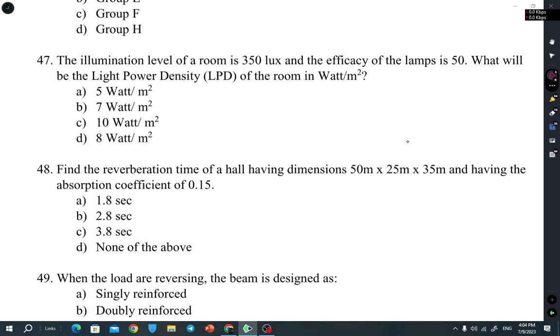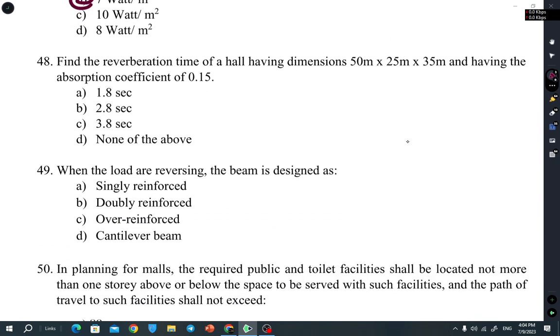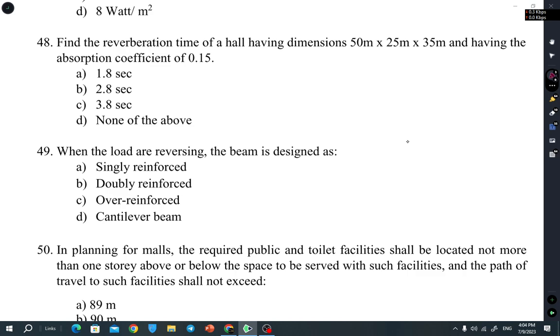The illumination level of a room is 350 lux and the efficacy of the lamp is 50. What will be the light power density of the room in watt per meter square? Option B, 7 watt per meter square. Find the reverberation time of a hall having dimensions 50 meter, 25 meter, 35 meter and having the absorption coefficient of 0.15. Option A, 1.8 second. Next question.